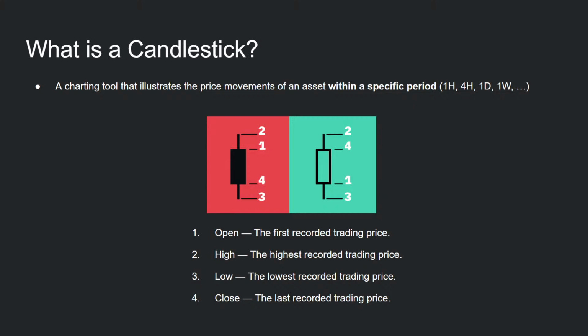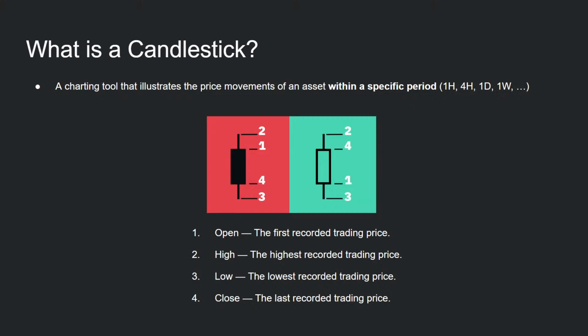And here you can see that each candlestick is made of 4 components. The number 1 is the opening price, which is the first trading price recorded during that period. Next, we have the high price, which is the number 2, the highest trading price recorded within that period. Then we have the low and closing prices as number 3 and 4, which are the lowest and the last recorded trading price during that period.